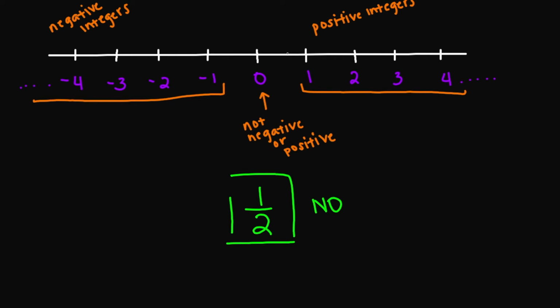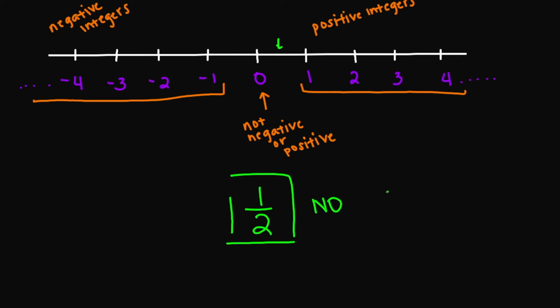Some of you may be thinking, well, 1/2 is on the number line. It falls right here, so how come it's not an integer? My answer to that is 1/2 is not a whole number, and it's definitely not a negative number. Remember, integers are whole numbers and their opposites, so whole numbers and negative numbers. 1/2 is not a whole number, so therefore 1/2 is not an integer.